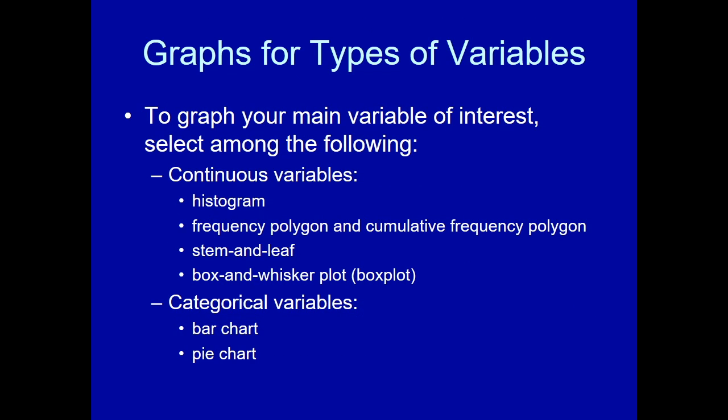There are many different types of graphs, as you know, and it will depend on what type of variable you have how you're going to graph your variable. First, there's a list of continuous variables. For those, you would want to use a histogram, a frequency polygon or cumulative frequency polygon, a stem and leaf display, or a box and whisker plot, which is also called a box plot. For categorical variables, you'll either use a bar chart or a pie chart.